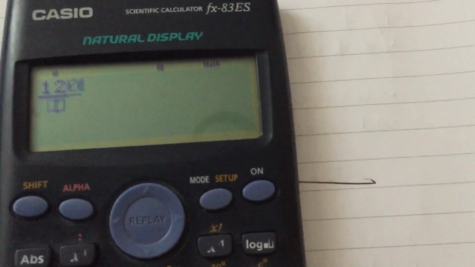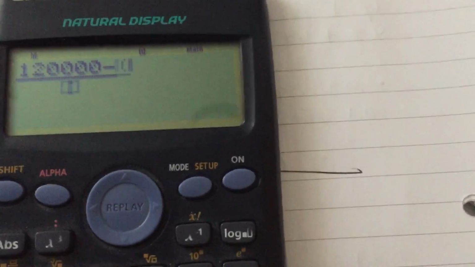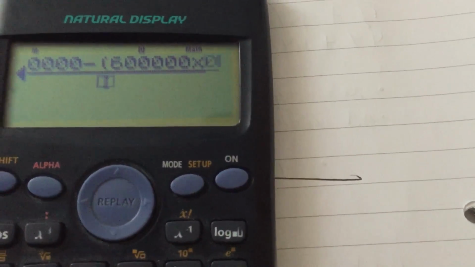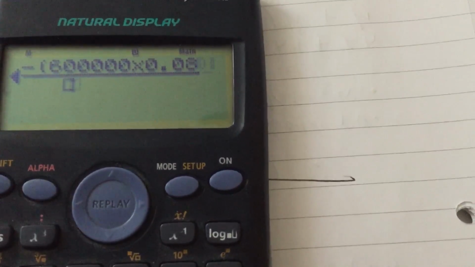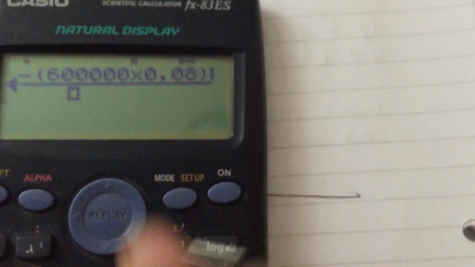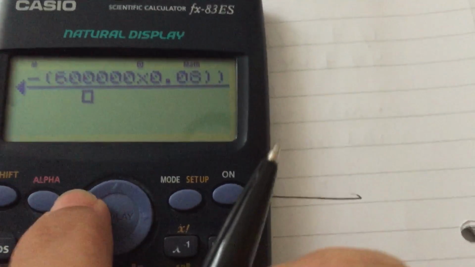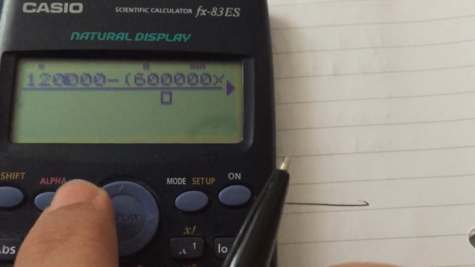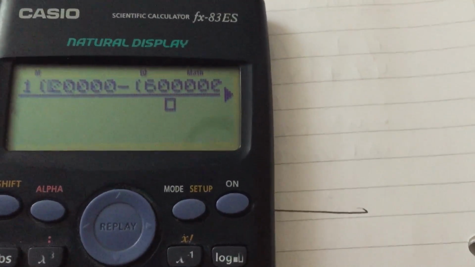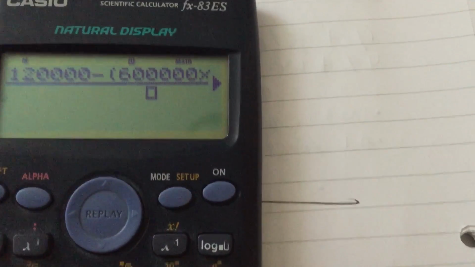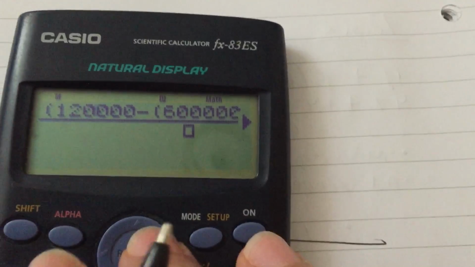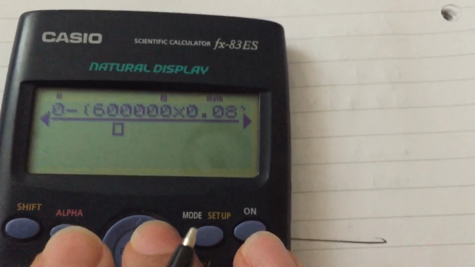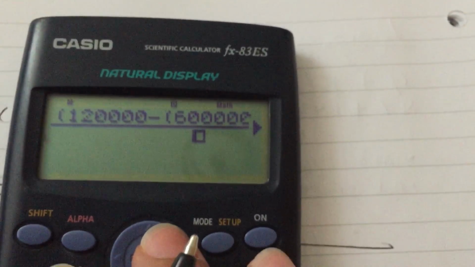Okay, so 120,000 minus 600,000 times 8%, so 0.08. Get the top bit done first, so sort out the brackets. Okay, 120,000 minus the 600,000 at 8%, all divided by number of shares.